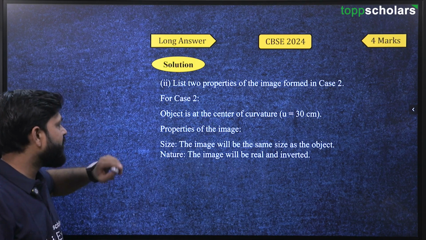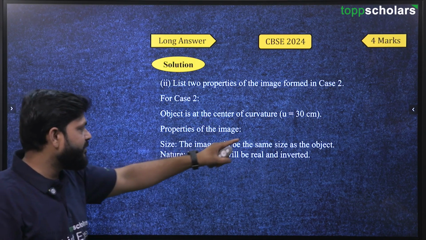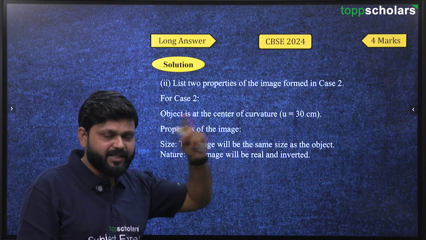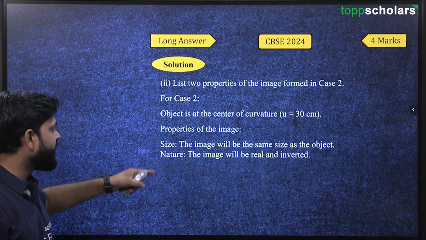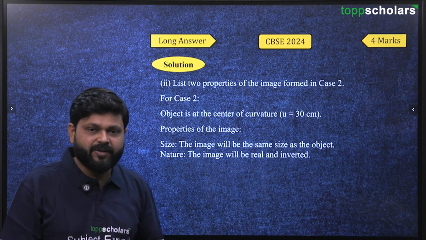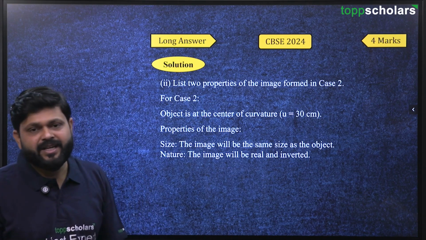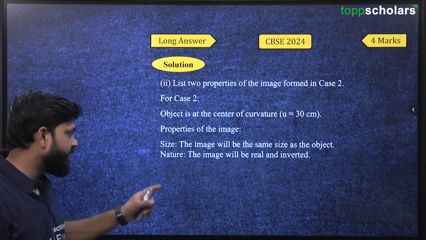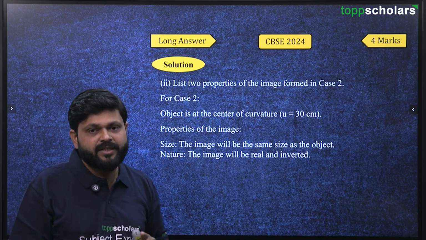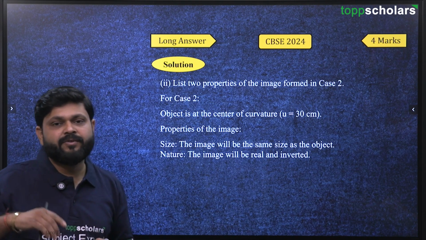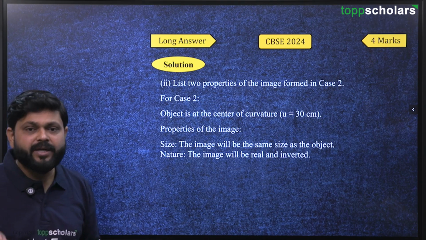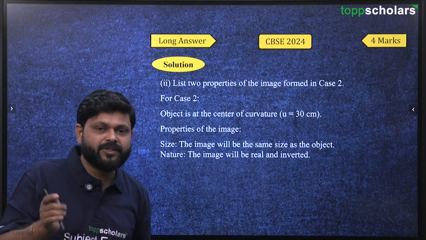So properties of the image will be what? The image will be of the same size as the object because it was at the center of curvature. Nature is what? The image will be real and inverted. Concave mirror forms what? Real and inverted image in all cases except one, that is when the object is placed between the pole and the focus, then only the virtual image is formed.